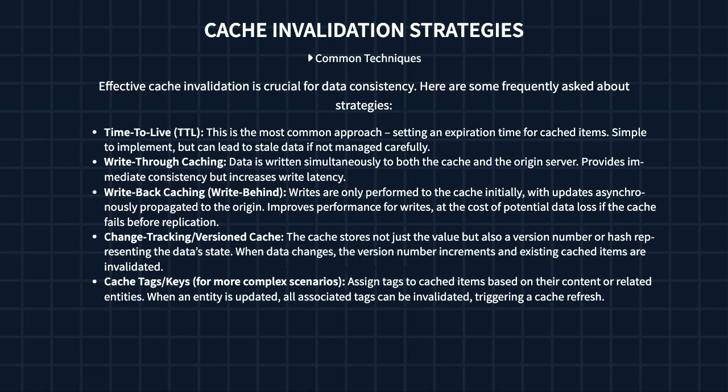Write-back caching is faster for writes because it only records them in the cache initially, with updates happening later. However, you risk losing data if the cache fails before those updates are replicated. Versioned caches store not just the value itself, but also a version number. When data changes, that number changes too, invalidating everything cached. Finally, for more complex scenarios, we can use tags to group related data together so that updating one part automatically clears out the whole group.